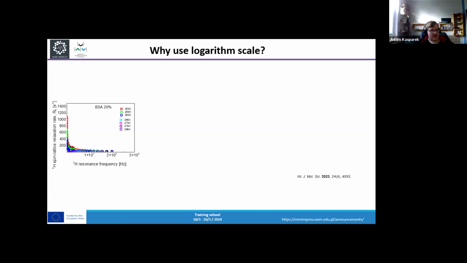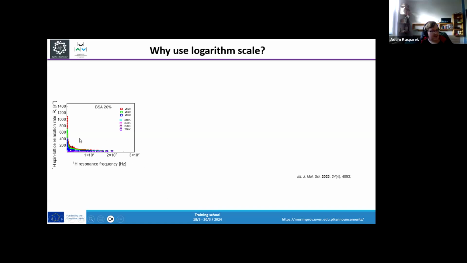This is another example, from an article published in the previous year. Here is the relaxation function of the protein bovine serum albumin in water. If I were to use logarithm scale on both the x-axis and y-axis, then as you can see, this plot is totally not readable. We cannot see anything of what goes on here.